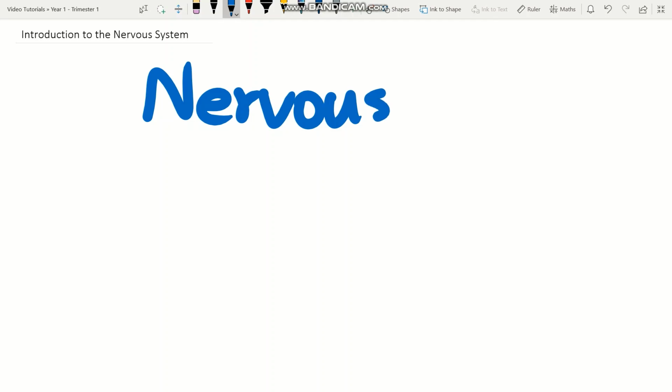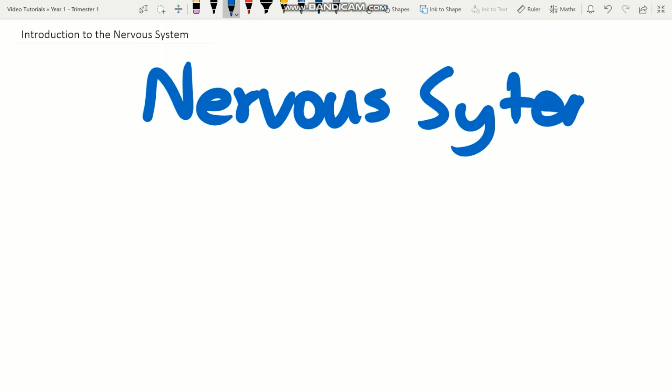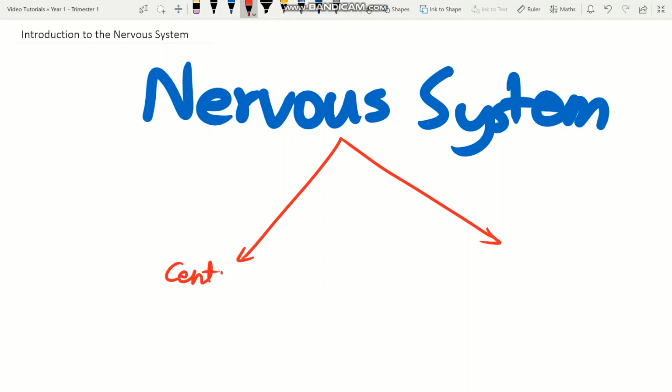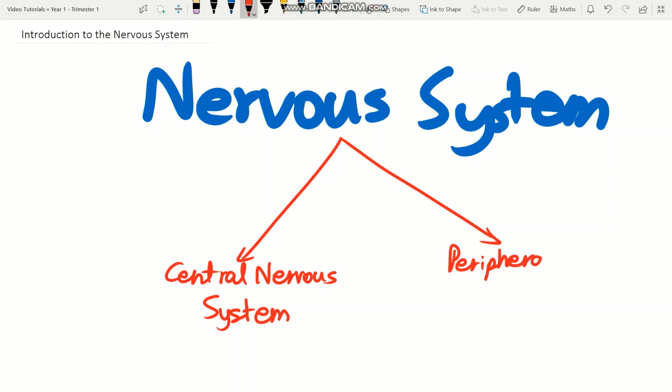So, the nervous system. It's quite a big topic, and subsequently, it does have a lot of subclasses. So, firstly, if I can spell it correctly, the nervous system contains two main branches. These are the central nervous system and the peripheral nervous system. Okay, so the central nervous and peripheral nervous system.